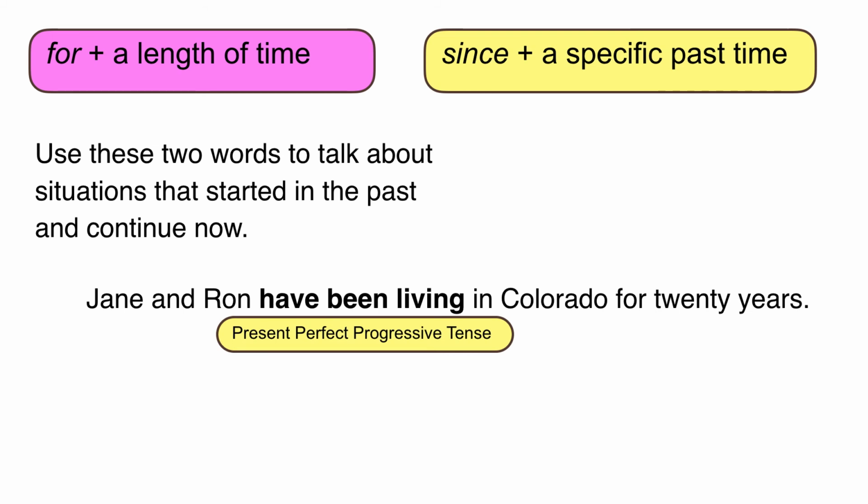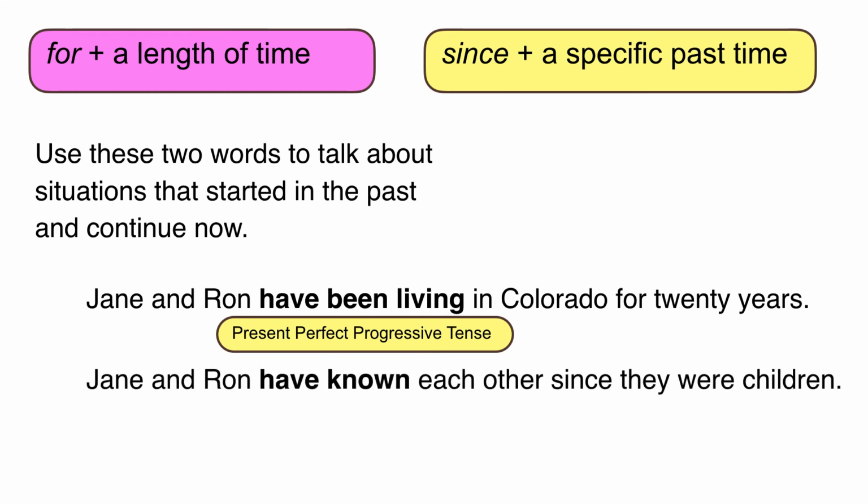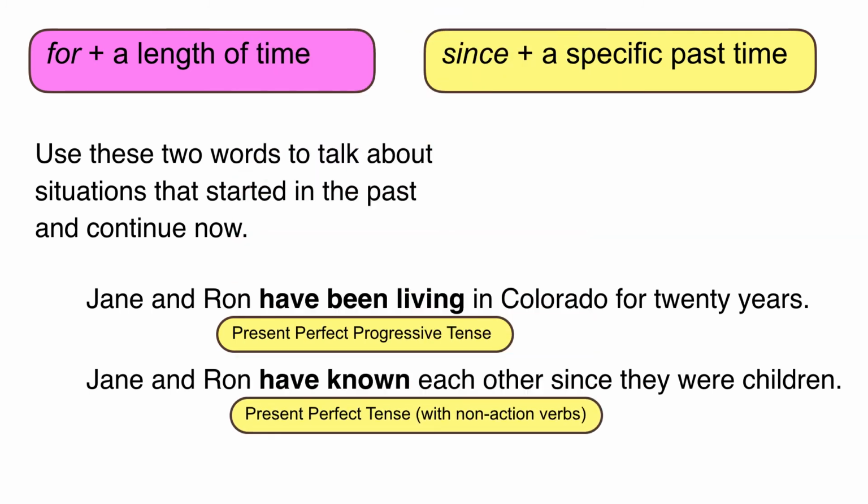We can also use the present perfect to talk about something that started in the past and continues now, like we do here in this sentence. Jane and Ron have known each other since they were children. But in this case, we use the present perfect because know is a non-action verb.